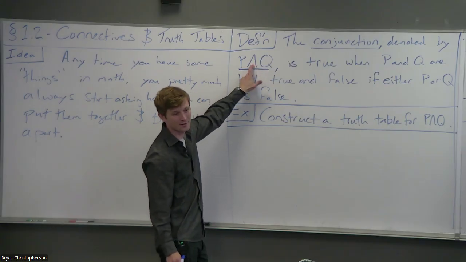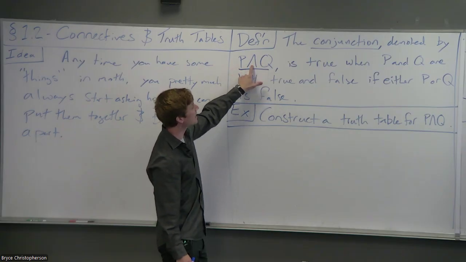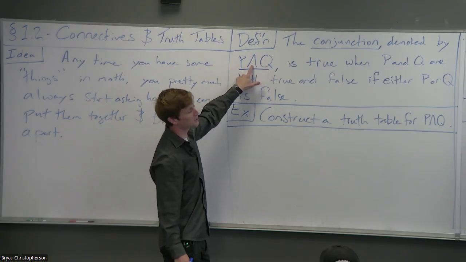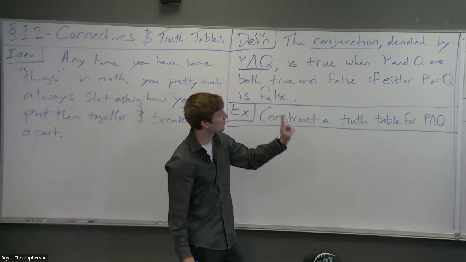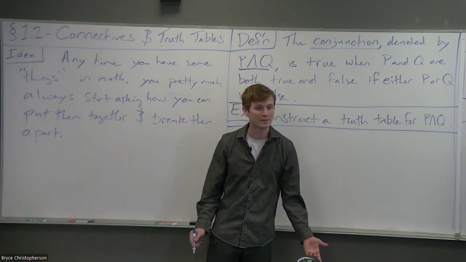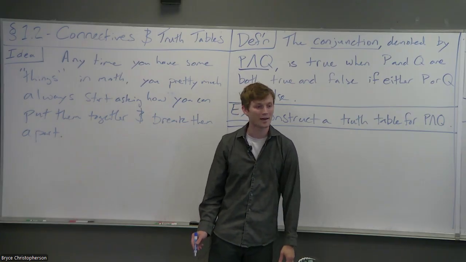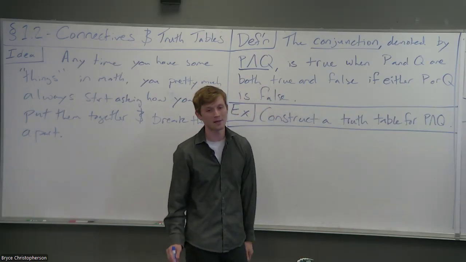and for us, if you have two propositions, one of them P, one of them Q, you can say P and Q, and let this denote a new proposition, which is true when P and Q are both true, and false if either one is false. Information in a convenient, easy to look up way, we could build a truth table. So let's construct a truth table for P and Q.